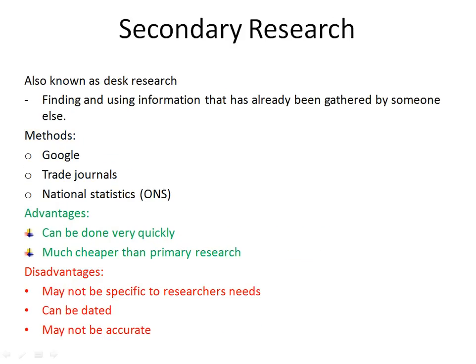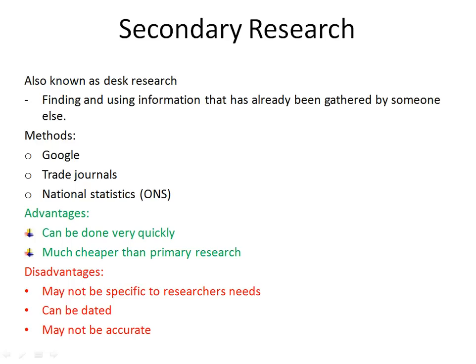Secondary research, which is also known as desk research, so same thing really, is when you find and use information that has already been gathered by someone else. So when you Google things online and try to find things out for yourself, national statistics, ONS, is like an official source. If you're doing economics, you'll know a lot about this in terms of essay questions. It will come up a lot, ONS. It's research that has already been collected, so it's also known as secondary research.